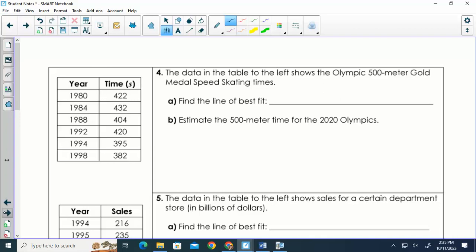This shows the Olympic 500-meter gold medal speed skating times. What would I probably want to change here? The year. So 1980 would be year 0, 1984 would be 4, 1988, 8, 92, 12, 16. Because the year goes from 80 to 84. So if you subtract them, 1984 minus 1980, I was just going up by 4. So everybody enter these. Let's see what we get.